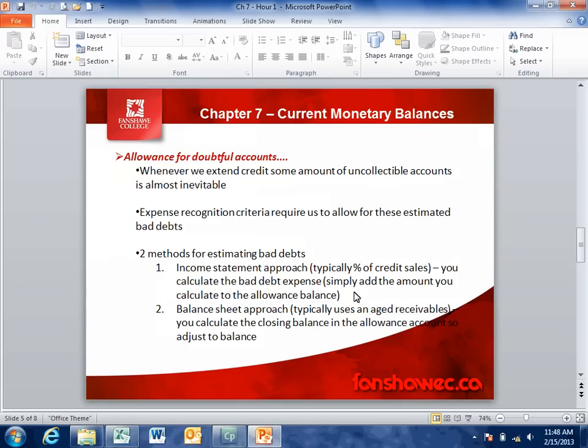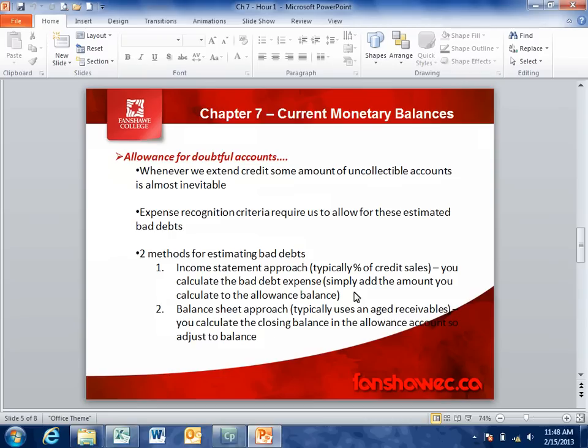It's almost inevitable, okay? So what expense recognition requires is that we estimate for these bad debts so that we can expense them in the same period that we generate or record the revenue. So if we record revenue in 2009, we can't wait until sometime in 2010 when we write off the account to recognize the expense, because then the revenue's in 2009 and the expense is in 2010. It doesn't work. So what we need to do is match that expense to the revenue in the same period. That's why we have to estimate for allowance for doubtful accounts.